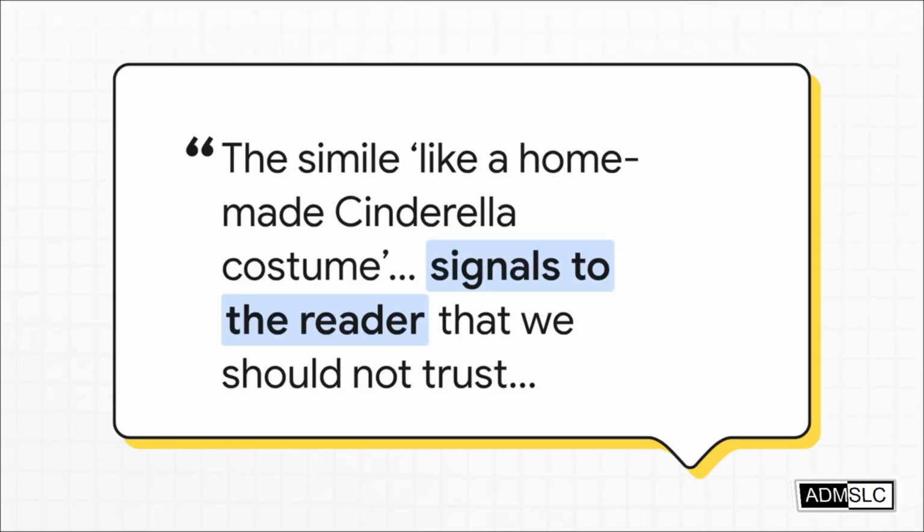It builds its case by picking up on subtle clues, like that Cinderella simile. Then it evaluates the effect, arguing that this clue signals to the reader that we should not trust what Rosie is seeing. Now that is a perceptive critical evaluation.